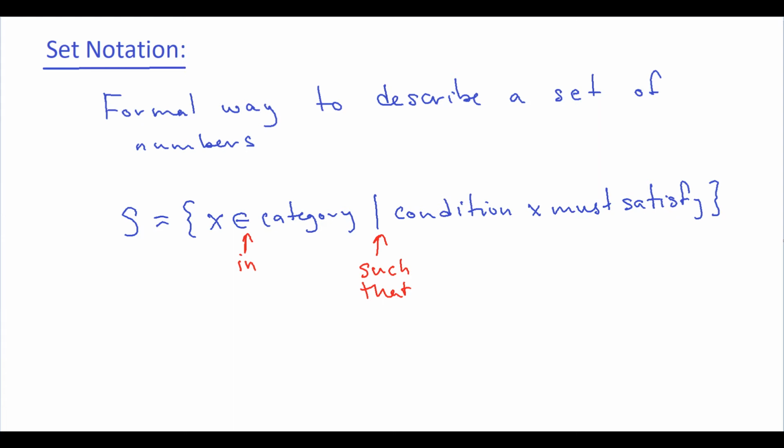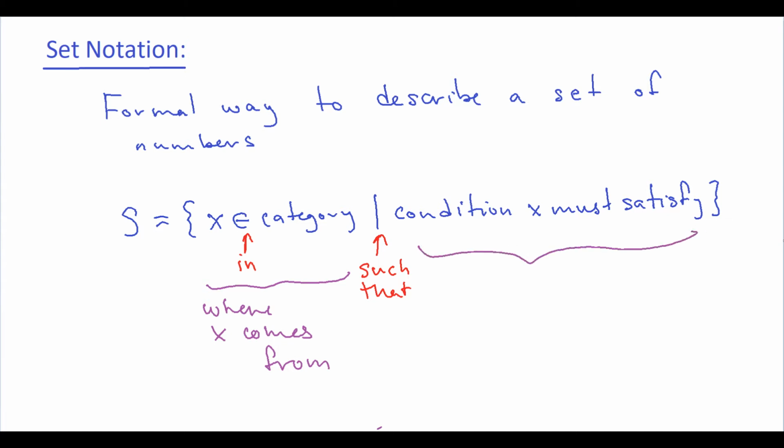One way to think of the two different parts of this definition: this first part is where X comes from, and the second part of the definition is what needs to be true about X. So anytime you are trying to determine whether an element is in your set, you look at the second half of the definition, the condition that X must satisfy, and you say, okay, I need to satisfy that condition. So now for a bunch of examples.